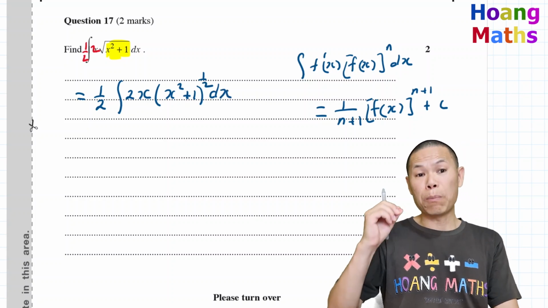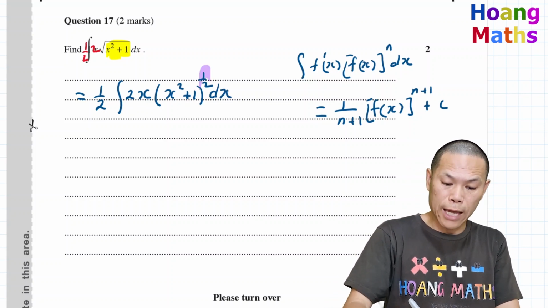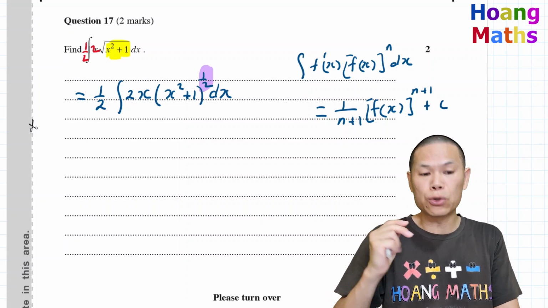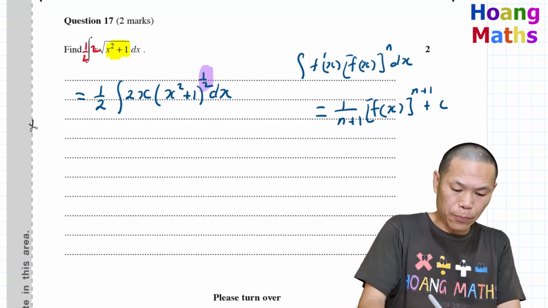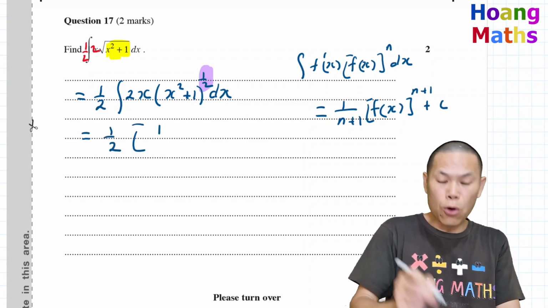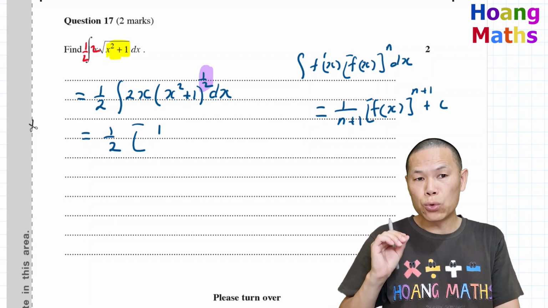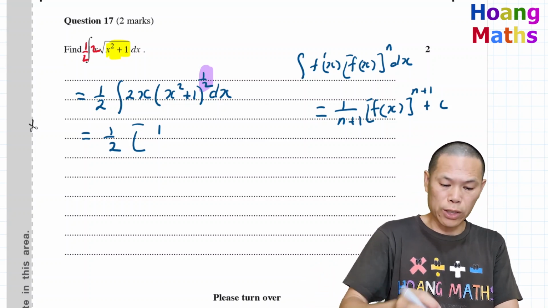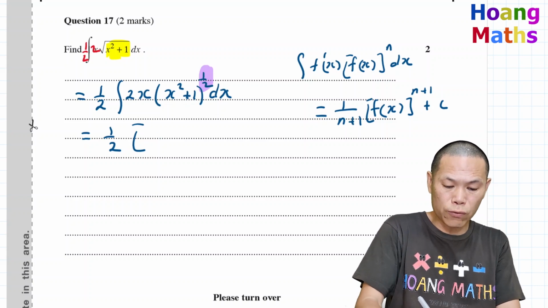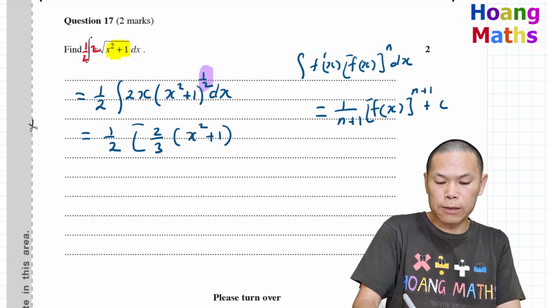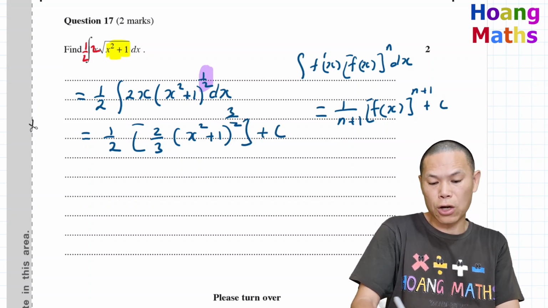So now I just apply the rule. So this is n plus 1. So a half plus 1 gives me 3 over 2. So let me write this down. That becomes a half, and then 1 over 3 over 2. So we flip that, it becomes 1 times 2 over 3. So let me just write the answer, 2 over 3 straight away, and then we times by this, f of x to the power 3 over 2. So there you go, add a constant.